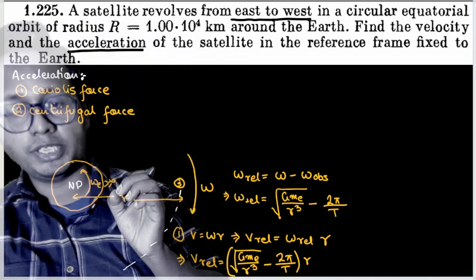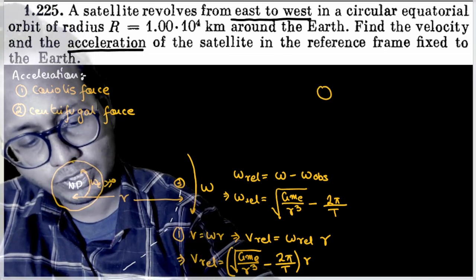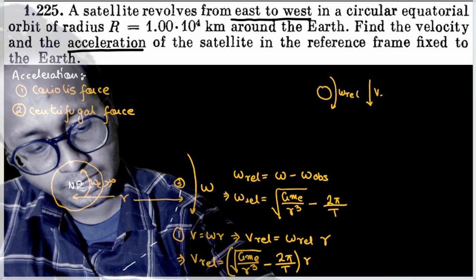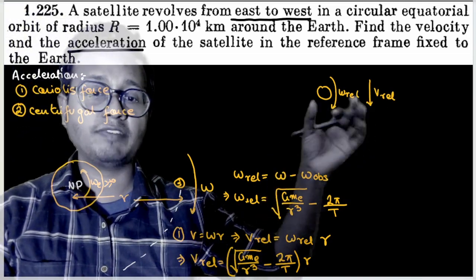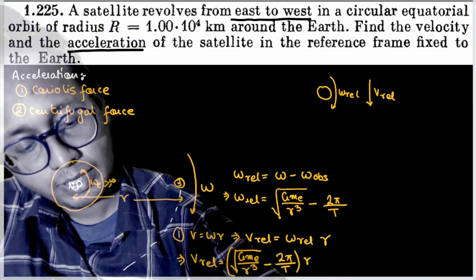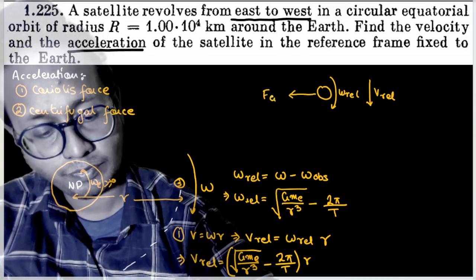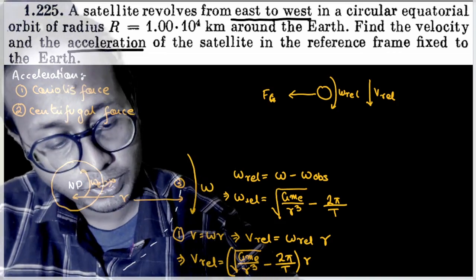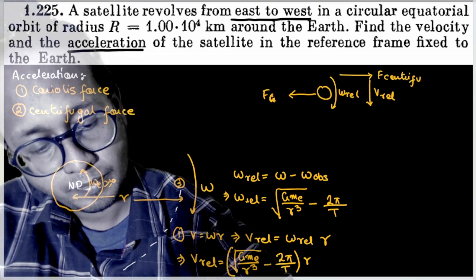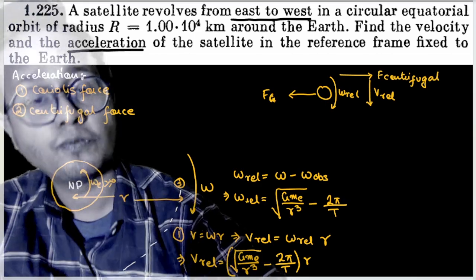So if I want to apply the equation from the perspective of someone standing on the equator, if I look at this satellite, it is moving with angular velocity omega relative, or linear velocity v relative, with respect to a person standing on the equator. If I want to draw the free body diagram, the first one is gravitational force. The second one is centrifugal force, F centrifugal. And the third force is Coriolis force.